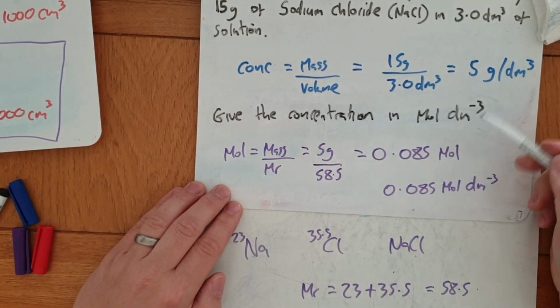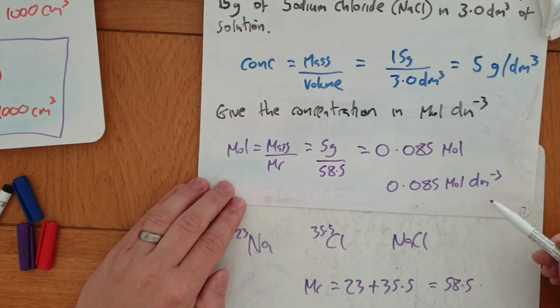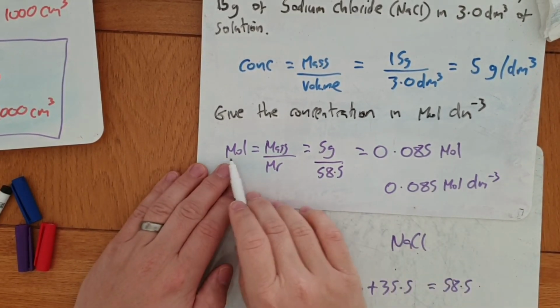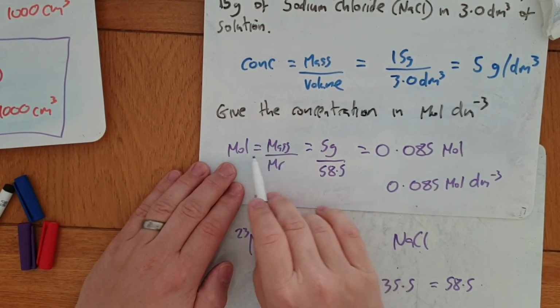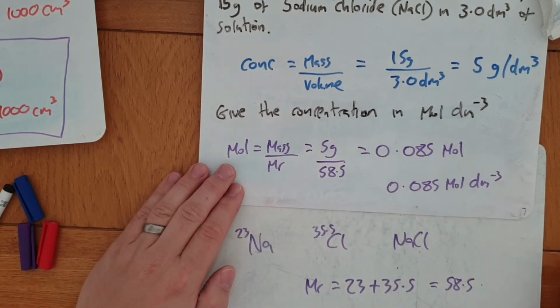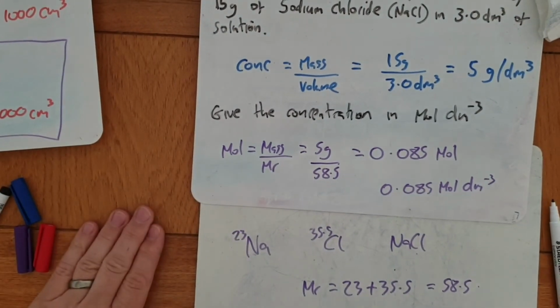So you just ignore the concentration bit, just turn grams into moles and work it out. Exactly the same if they gave you moles and asked you to do it into mass. You just rearrange this, moles times MR equals mass, and go through it that way. Okay, hopefully that's helped.